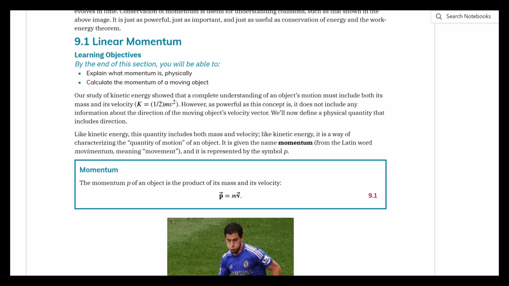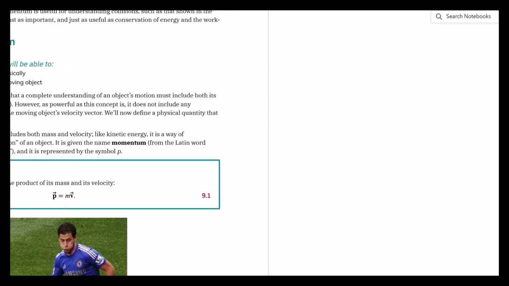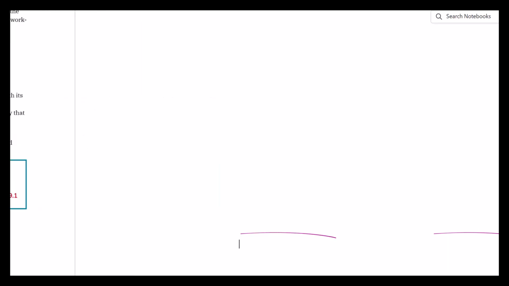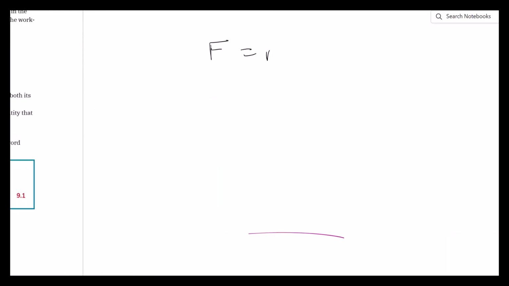Alrighty, now we're going to look at momentum. So specifically linear momentum, because there's also angular momentum. Come on, pen. There we go. So momentum. As with all things, we're going to start with F equals ma.